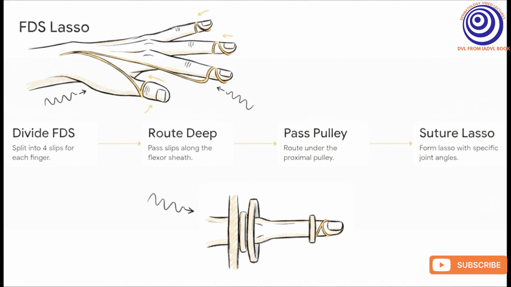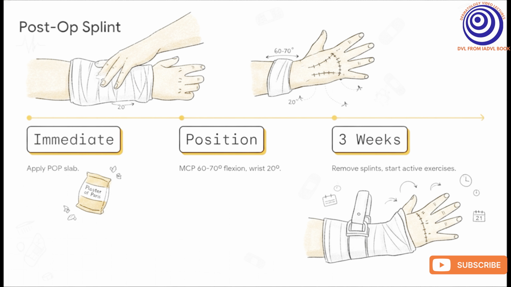It's called the flexor digitorum superficialis, or FDS, four-tailed lasso procedure. We harvest the FDS tendon of the middle finger and carefully divide it into 4 slips. We then route these slips down along the flexor sheaths, pass them deep right under the proximal A1 and A2 pulleys of each finger, and suture the tendon back onto itself. This creates a literal mechanical lasso. This lasso fundamentally blocks the MCP joint from hyperextending, which finally allows the long extensors to efficiently straighten out those interphalangeal joints.